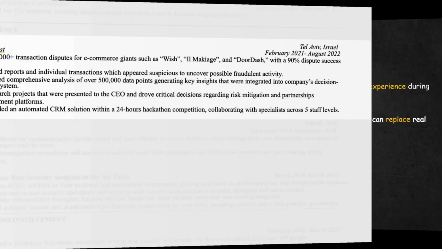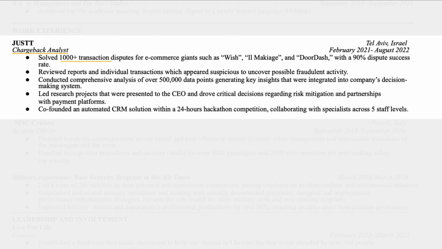First bullet point: solved 1,000 plus transactions, Wish, DoorDash, 90% dispute success rate. We have seemingly big numbers here, but that alone won't do. If I were a screener, I'd want to see real impact here. For example, how much money did you save for the clients by solving these disputes? What does success entail, and is 90% a big number? Also, how big is over 1,000 transactions? How do you compare to the other people in your team?